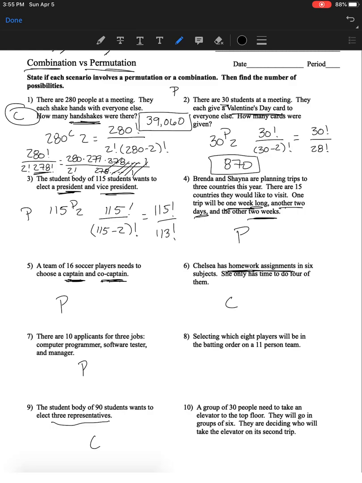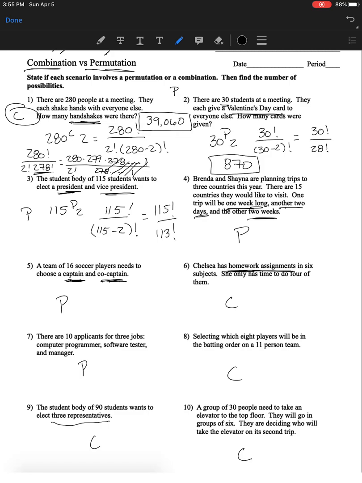Number 8, you have to read this one carefully. Selecting which 8 players will be in the batting order on an 11-person team. I'm only picking the players. I'm not putting them in order. I'm only picking the players. So in that case, it's a combination. Number 10, a group of 30 people riding in an elevator. They go up in groups of 6. I don't care if I'm the first or the 6th person. So it's a combination.